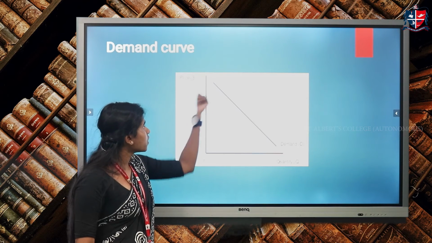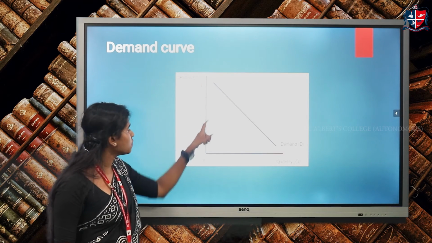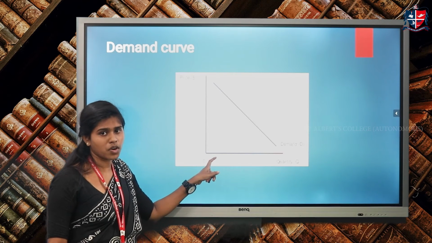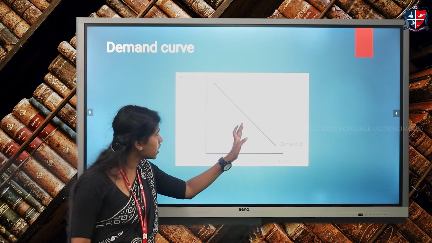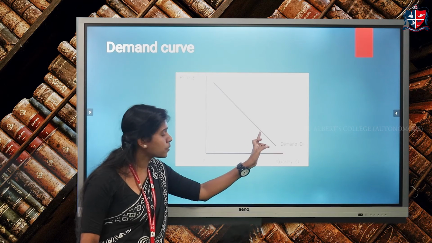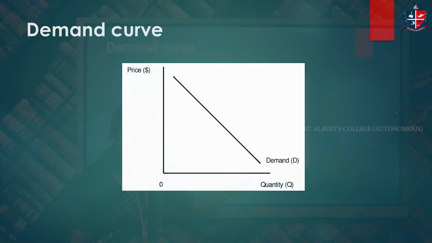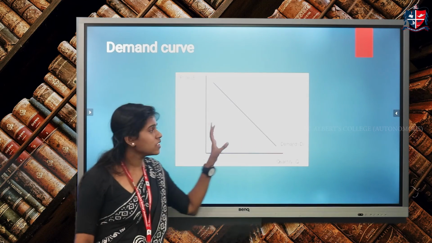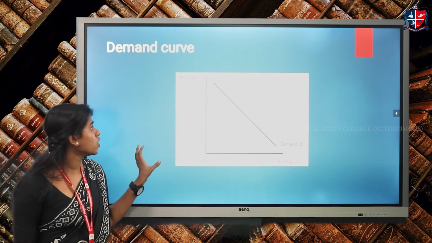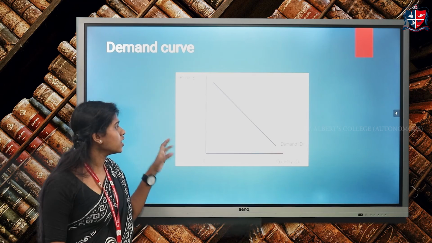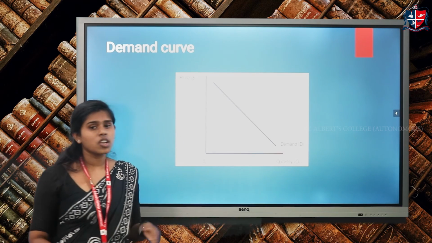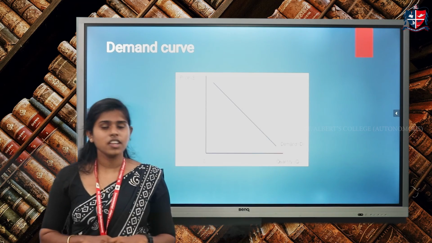See, when the price increases, suppose the price is 50, then the consumer will buy only 2 kilograms of this commodity. And when the price decreases, suppose the price is 10, then the consumer is willing to buy 60 kilograms of this commodity. So when the price increases, the demand decreases, and when the price decreases, the demand increases. This is the graphical representation of the law of demand, and it is really simple to understand and easy to draw also. So this is all about the demand theory, the determinants of demand and the demand curve.